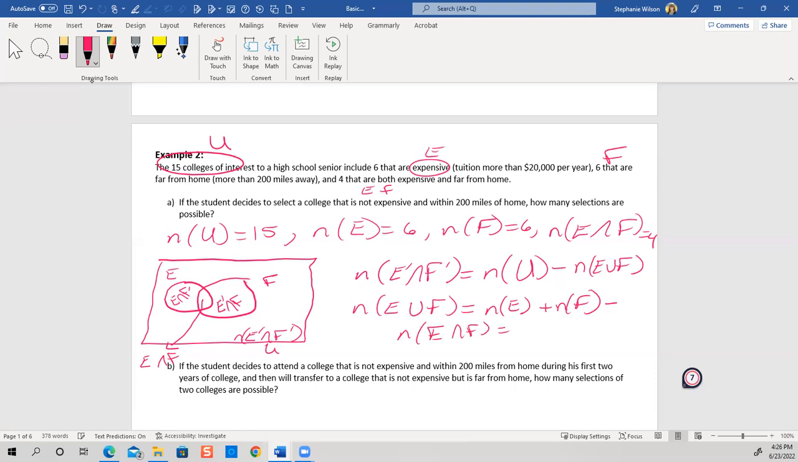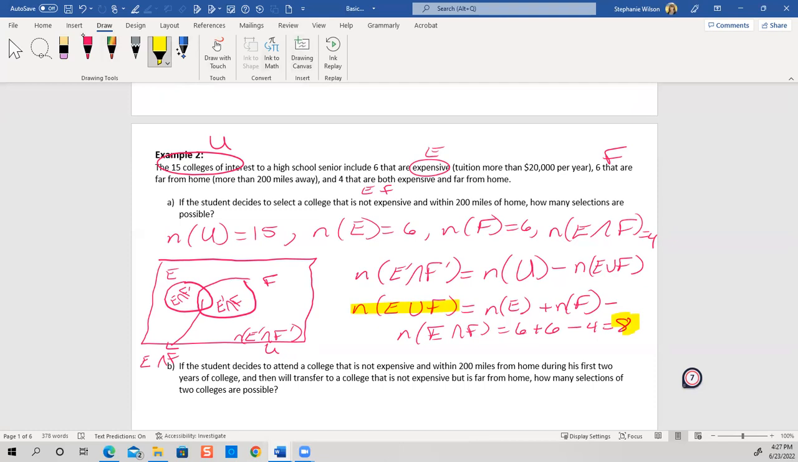So what does that tell me? That tells me that my E is 6 plus the F is 6 minus the 4. So now I have 12 minus 4. That gives me 8. So now I know what E union F is. It's 8.